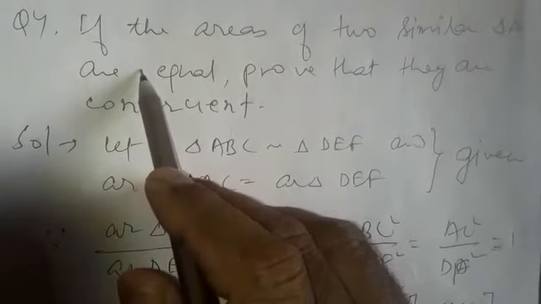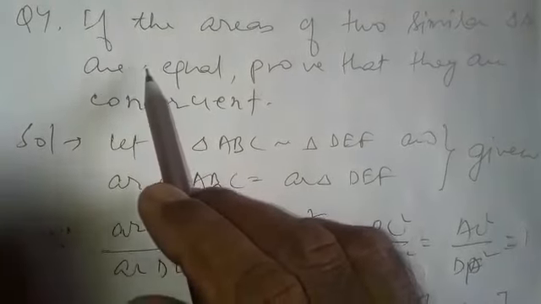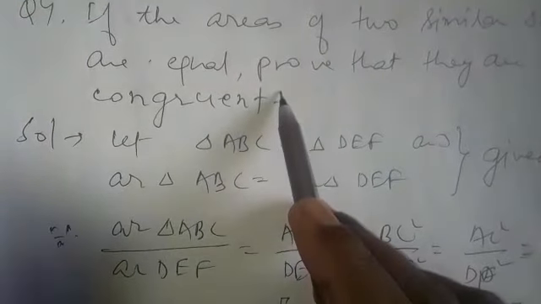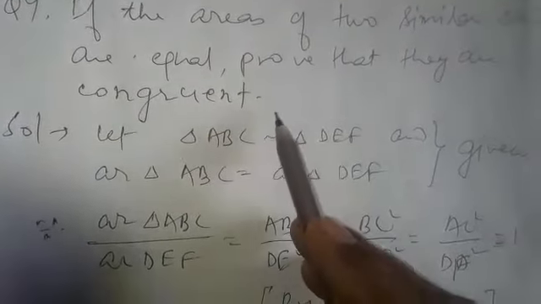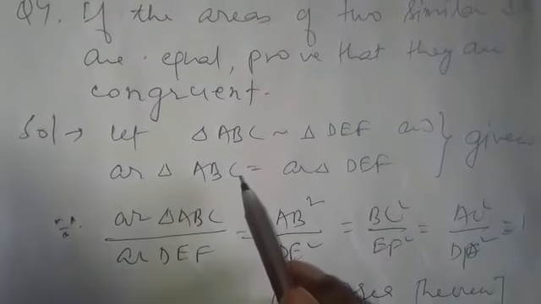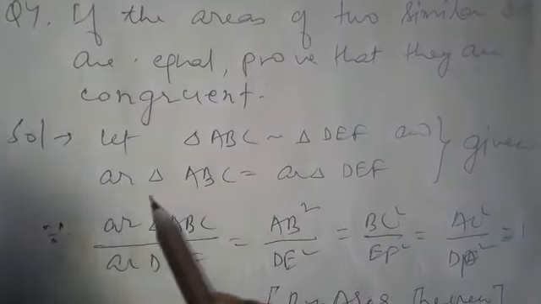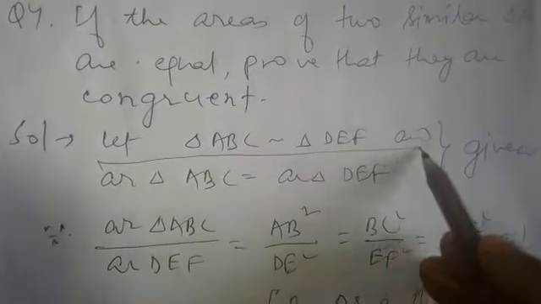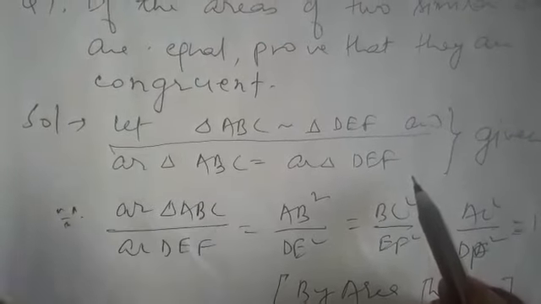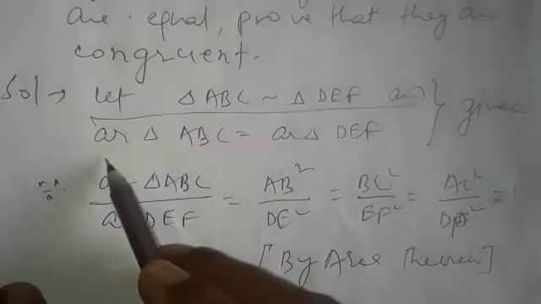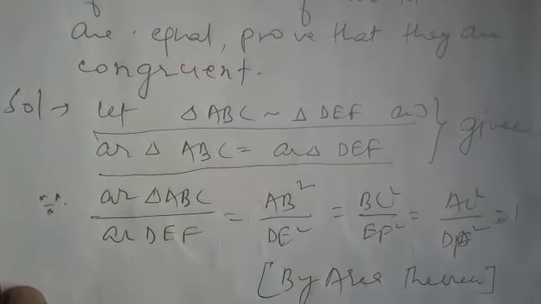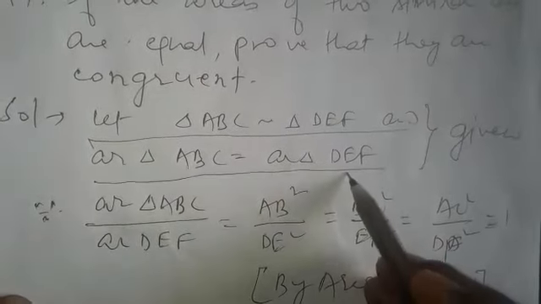Question number 4. If the areas of two similar triangles are equal, then we have to prove that they are congruent. Here we see that triangle ABC and triangle DEF are similar, and their areas are also equal. Then we have to prove that the triangles are congruent.